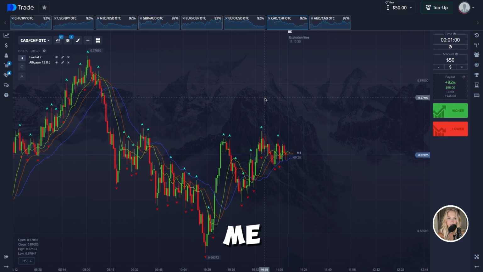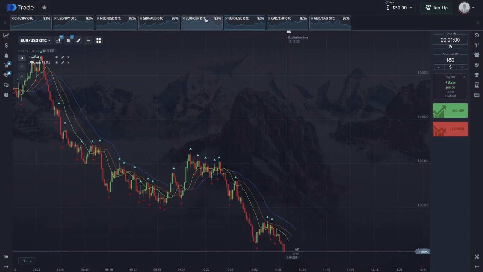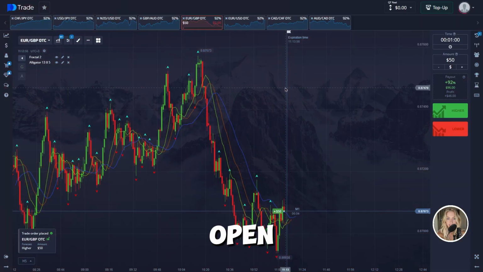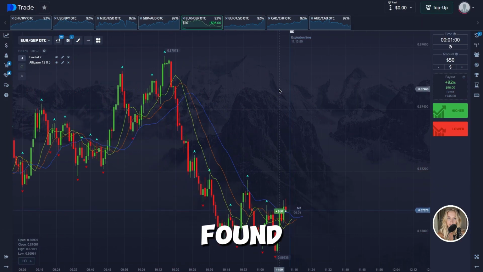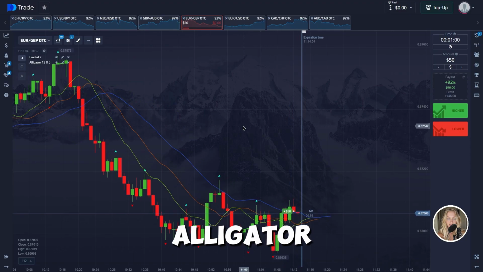As you trade with me, you will understand how to work with these indicators correctly. So let's start trading and select our first currency pair. Here we will open the deal to increase. We immediately found a good entry into the deal at the intersection of our moving averages from the alligator.